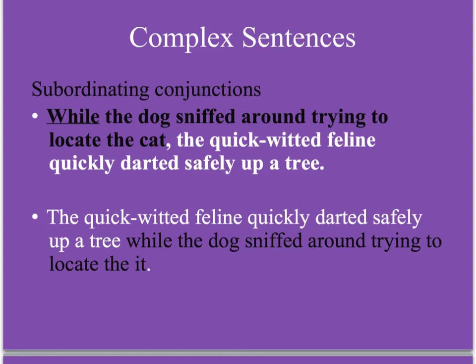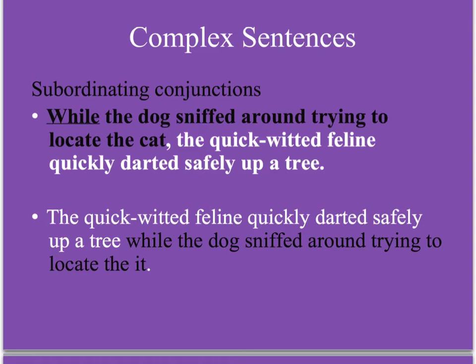Again, you wouldn't go up to somebody and say, "while the dog sniffed around trying to locate the cat." That doesn't make sense on its own, so you know that that's dependent or subordinate and needs an independent clause to help it make sense. The second part, the quick-witted feline quickly darted safely up a tree, could stand alone. It is an independent clause. The two together make it a complex sentence.